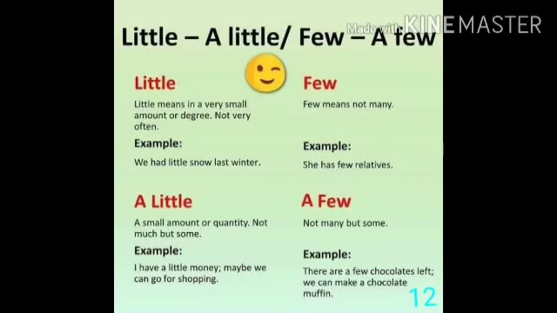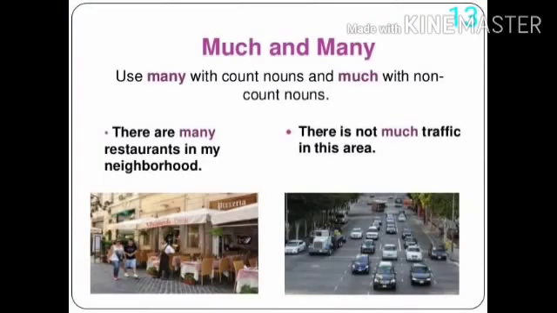Now let's look into the last quantifiers, which are much and many. We use many for countable nouns and much for uncountable nouns. Let's look at these examples. First, there are many restaurants in my neighborhood. Here, many is defining the number of restaurants, a countable noun. Another example, there is not much traffic in this area. Here, much is defining the uncountable noun traffic.